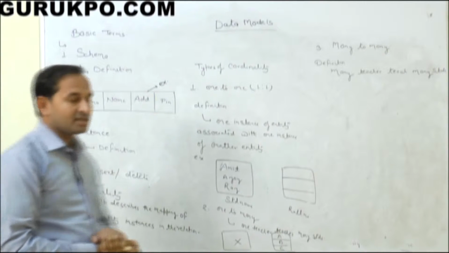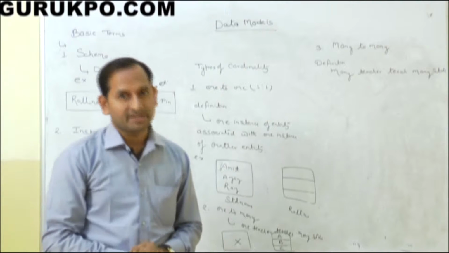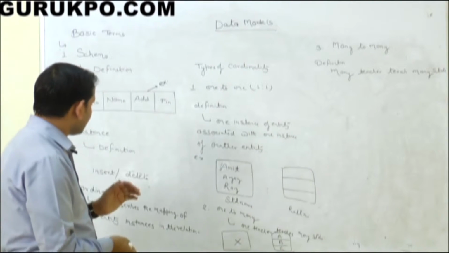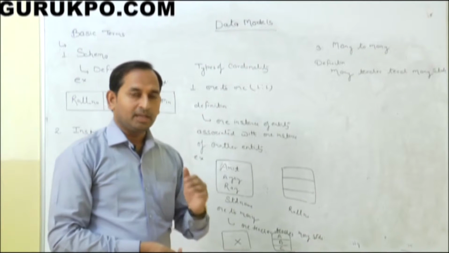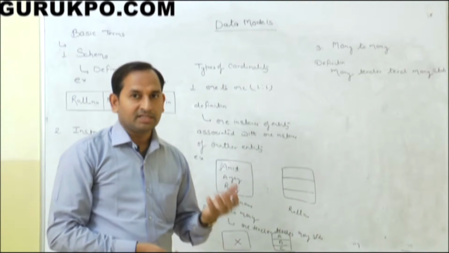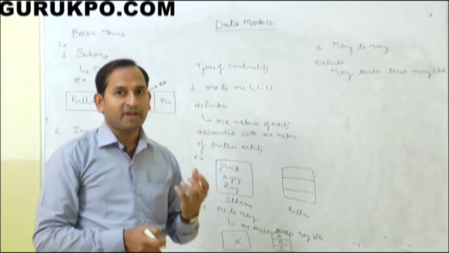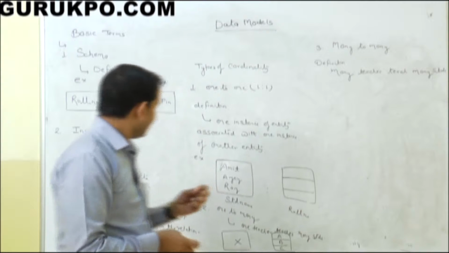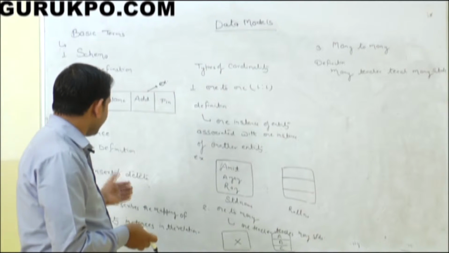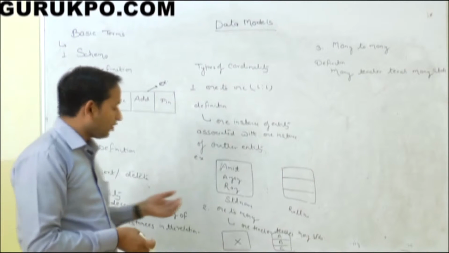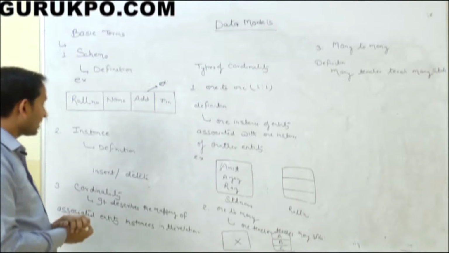Second one, instance. Information stored at a particular moment or time is called instance. For example, sometimes we insert new tuple or set of tuples, then the number of tuples will be increased. This is called instance. There are two ways by which instance is created: when we insert new tuples or when we delete tuple or set of tuples.